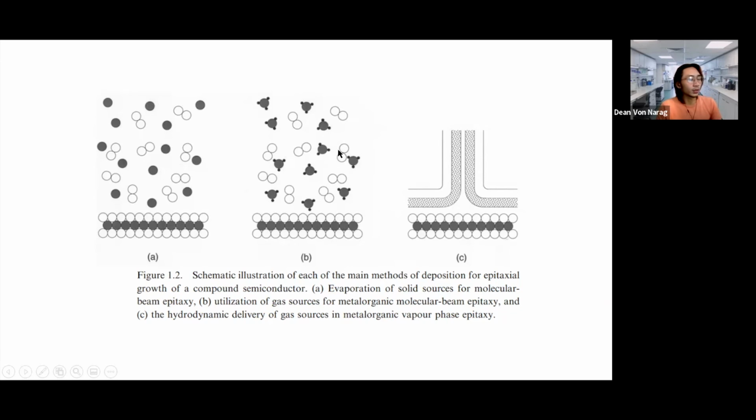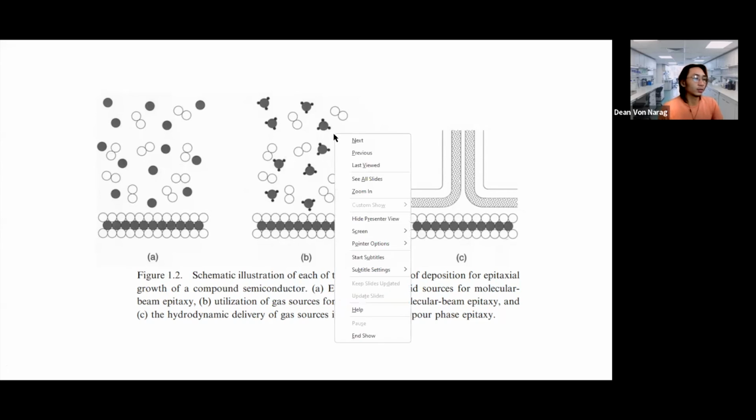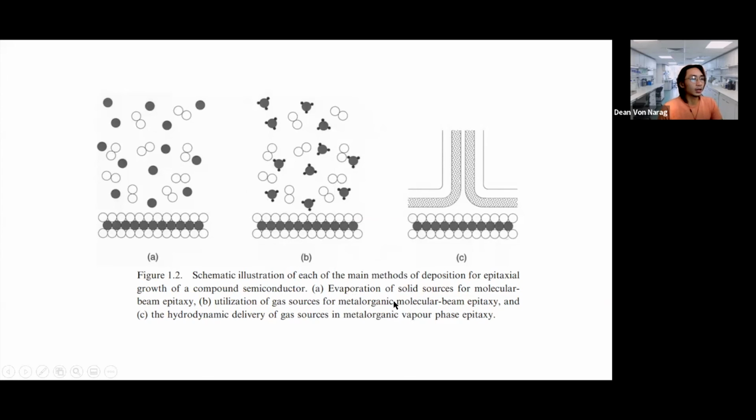So different yung precursors and sources mo. For MOCVD gas sources, usually the atoms that you want to use are incorporated in a gas or metal organic gas. So usually silanes, phosphanes, ganyan. And then for C, hydrodynamic delivery of gas sources in metal organic vapor phase epitaxy. So dito naman, the atoms that you want to grow are carried by the gas sources.